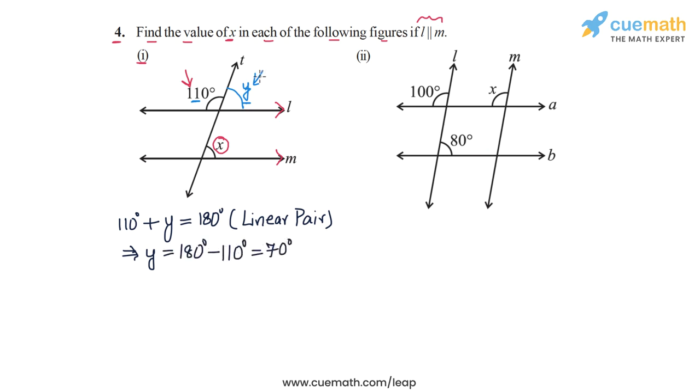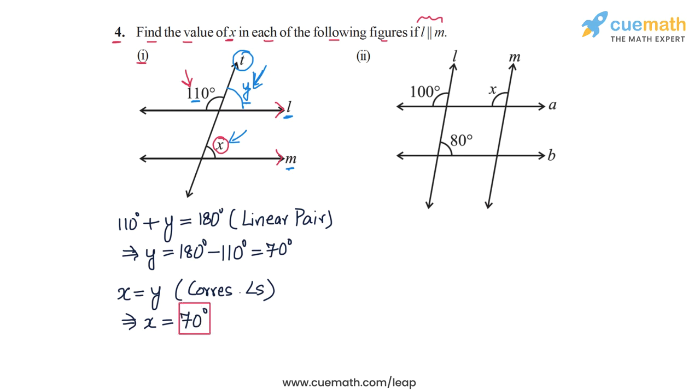Now that we have angle y, we can see that angle y and angle x will be equal because these two angles are a pair of corresponding angles for the parallels L and M formed by the transversal T. So from this we can immediately conclude that angle x will be equal to angle y, because these two angles are corresponding angles. And this means that angle x will also be equal to 70 degrees. So for part 1, the value of x is 70 degrees.